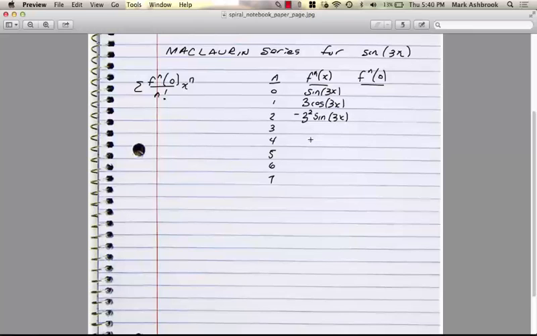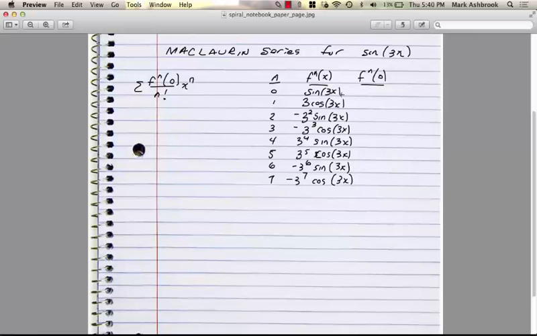Next derivative is -3 cubed cosine of 3x. Next derivative, positive 3 to the 4th sine 3x. And we're going to keep going like this. Then it's going to be 3 to the 5th cosine, -3 to the 6th, -3 to the 7th. Are we good?